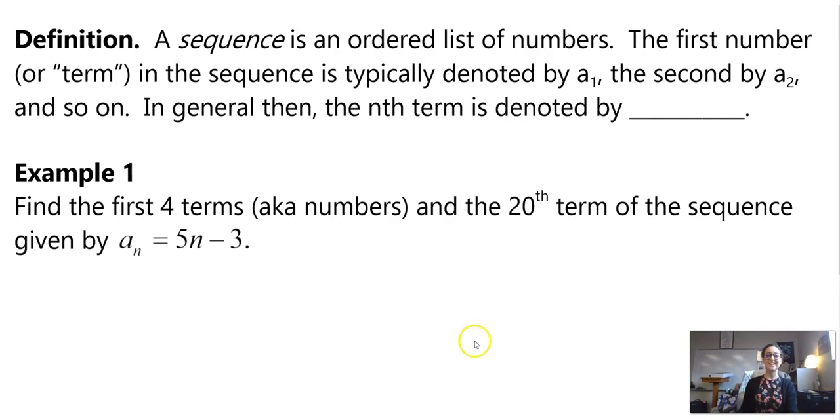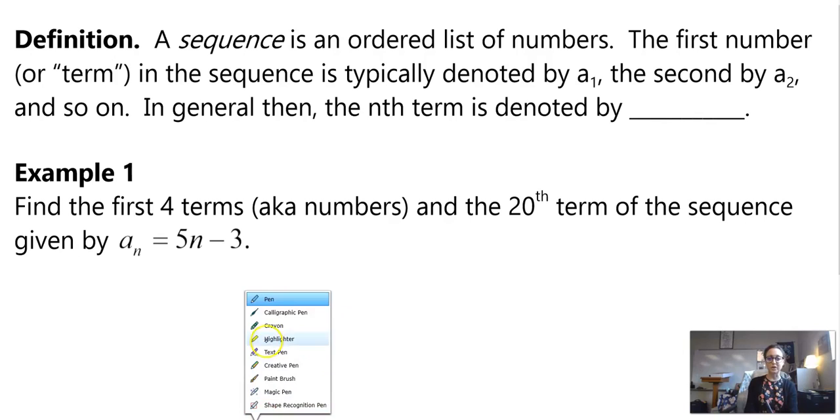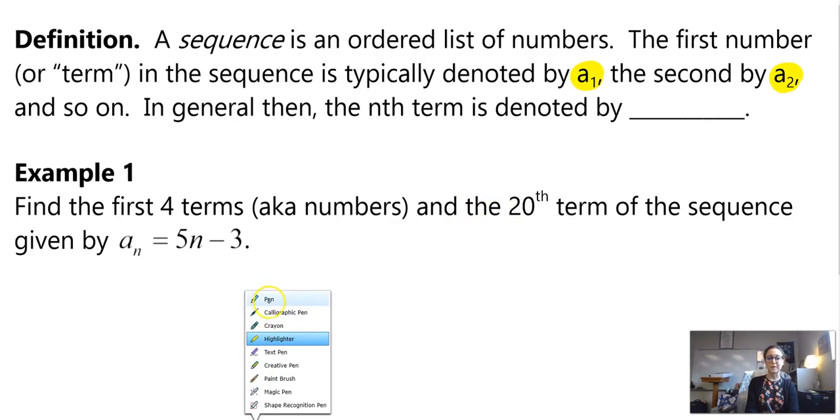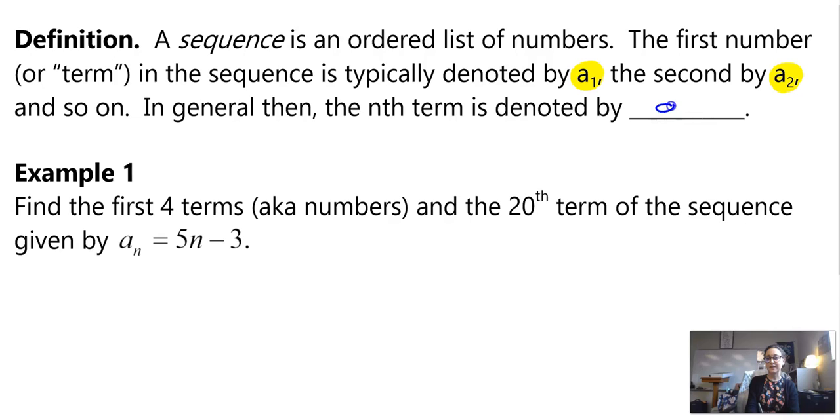notation for sequences. So a sequence, and you don't need to write anything yet, but it's an ordered list of numbers. The first number, or also what we call term, is typically denoted by a sub 1. The second term, so the second number in the sequence, is typically denoted by a sub 2, and so on. So in general, if I want the nth term, that would be a sub n. So if I want the fifth term, I denote it as a with the 5 as a subscript, okay? So let's try example 1.